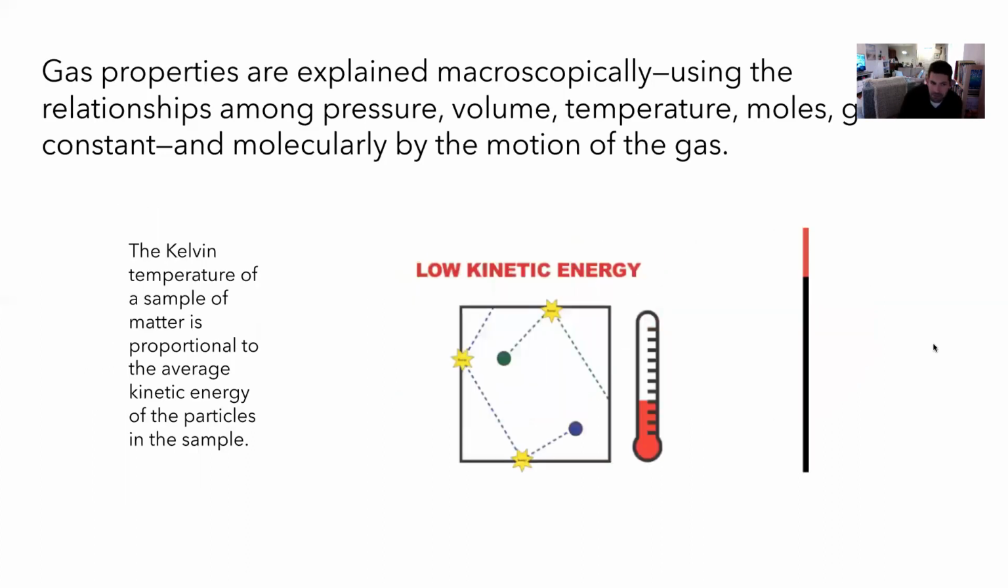Now the Kelvin temperature of a sample of matter is proportional to the average kinetic energy of the particles in the sample. So that's just saying that anytime we get a thermometer reading of a sample, especially for a gas, that thermometer reading is really telling us how fast those particles are moving. So at low kinetic energy, it's not moving very fast. It doesn't have many collisions. Our thermometers will read low temperatures. And when they speed up, our thermometer will expand. We'll get a much higher temperature.